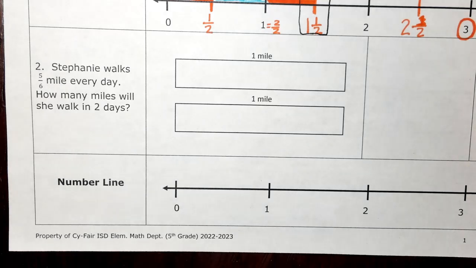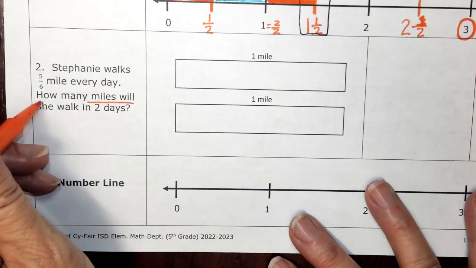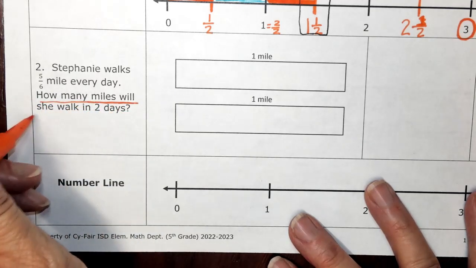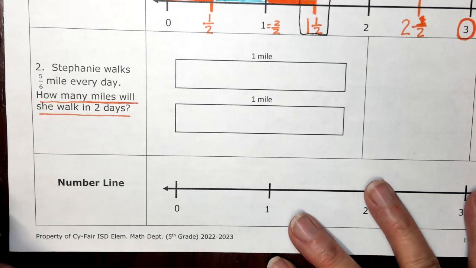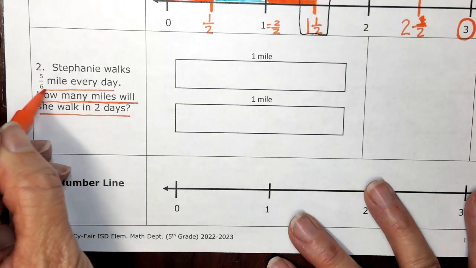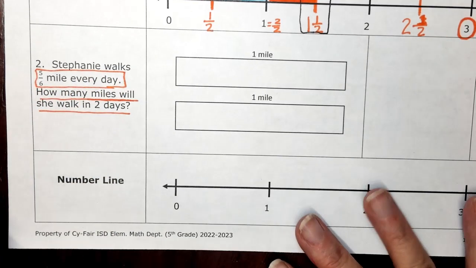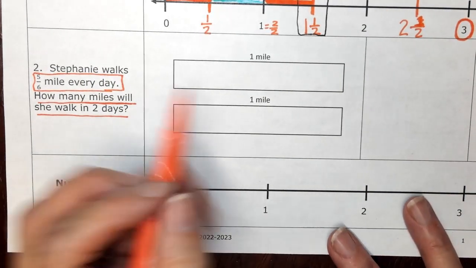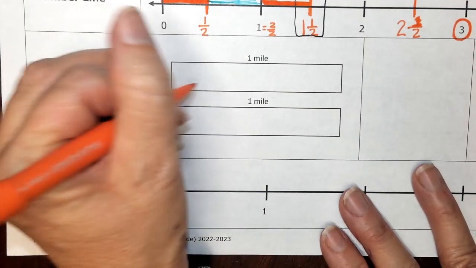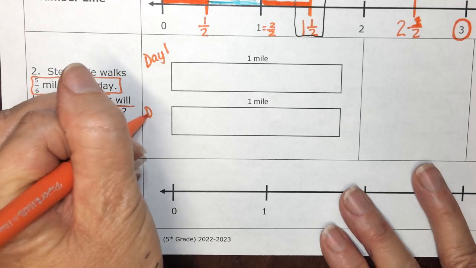So the first thing that I want to do is think about, well, we want to know how much she will walk in 2 days. So how many miles will she walk in 2 days? So we know that she's walking 5/6 miles every day. So I'm going to quickly go over here to my picture model, and I'm going to label this day 1 and day 2.